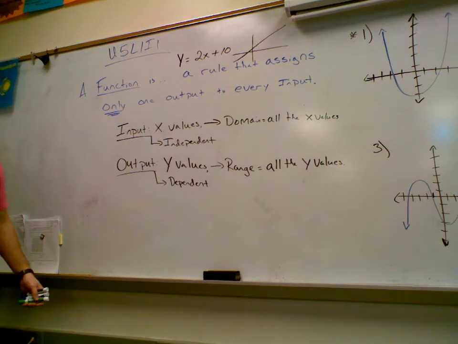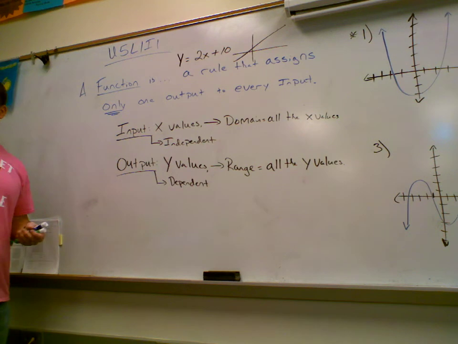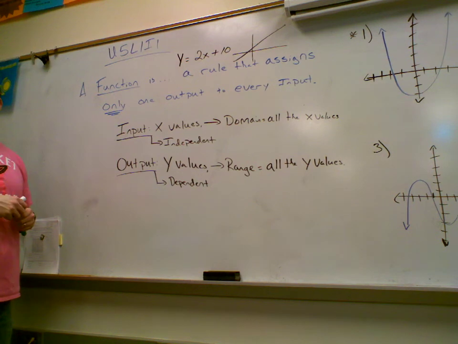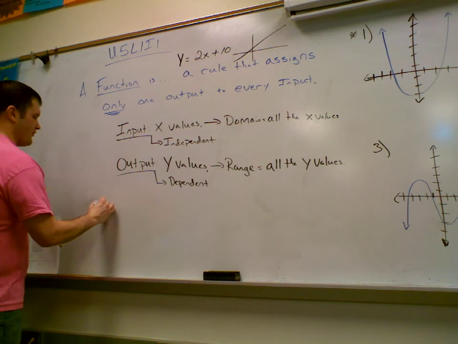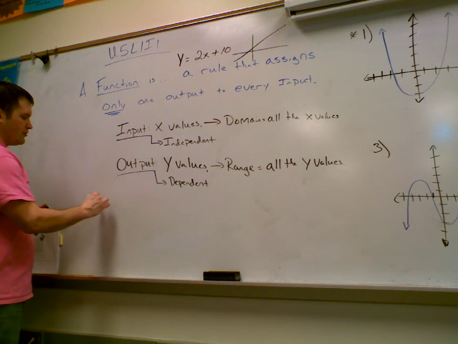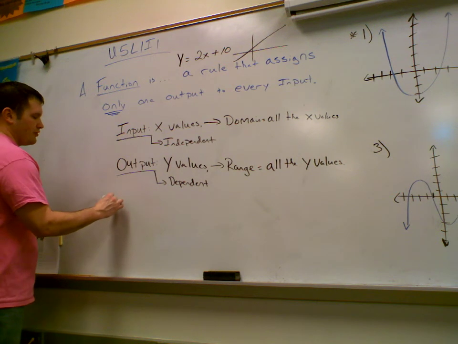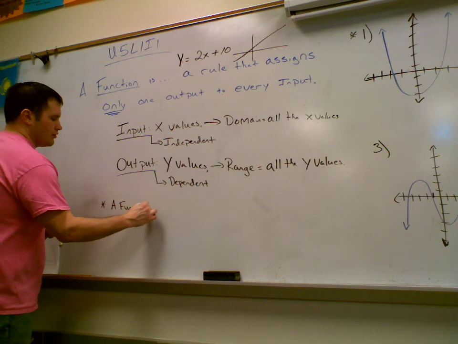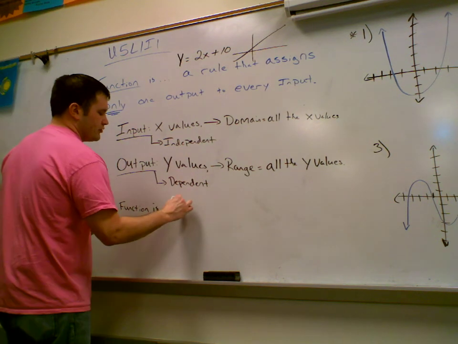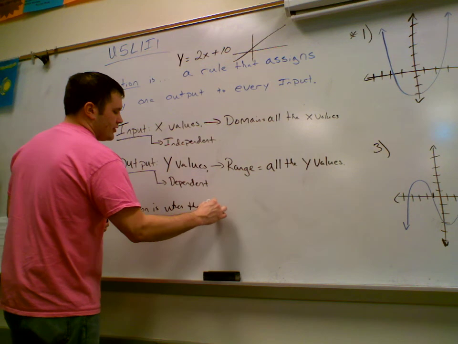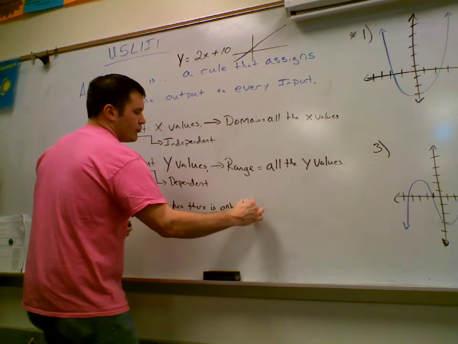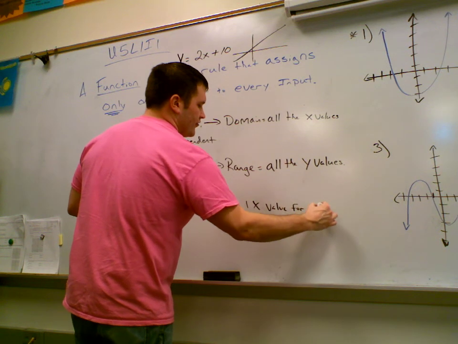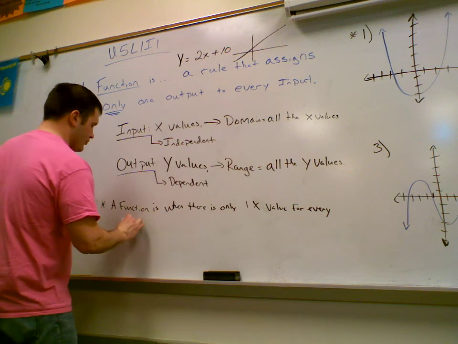All right, and we got a rewritten definition. You want to share? Naya, what'd you write? I missed that first word. Someone look at the screen. So the function is when there is only one x value for every y value. Okay, so a function is when there is only one x value for every y value.